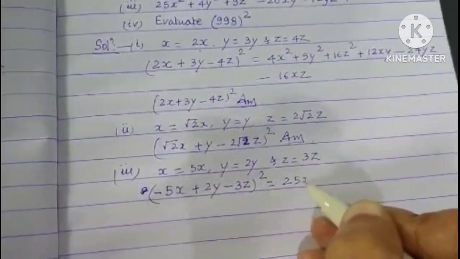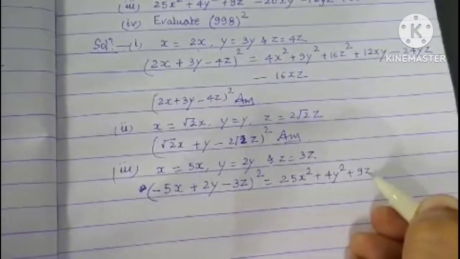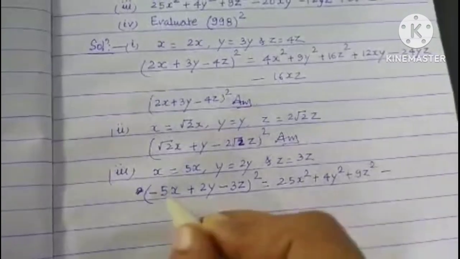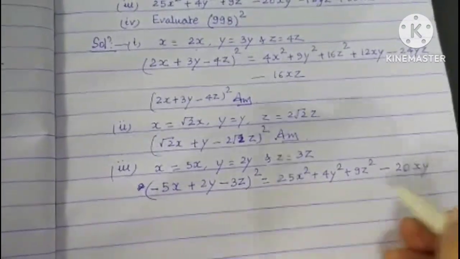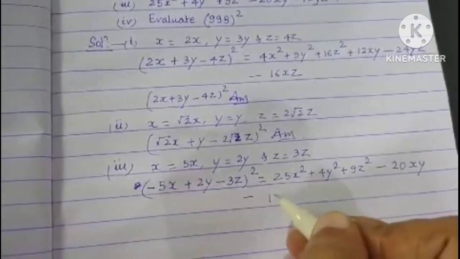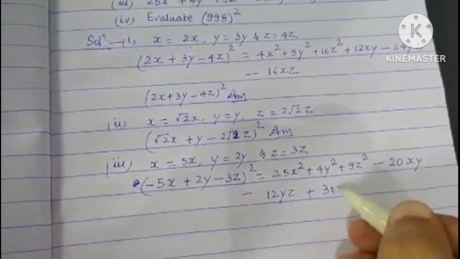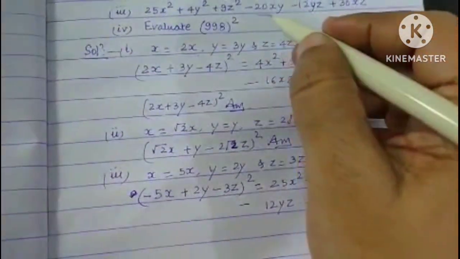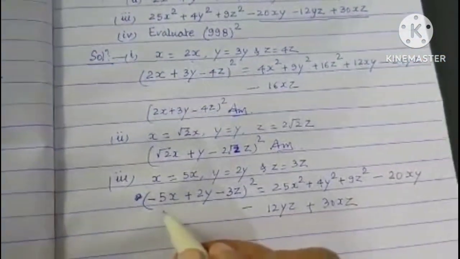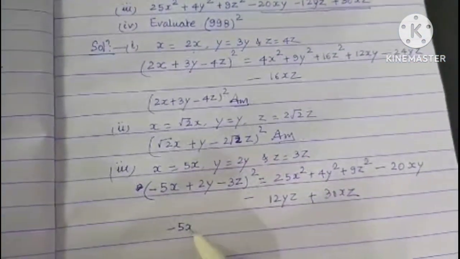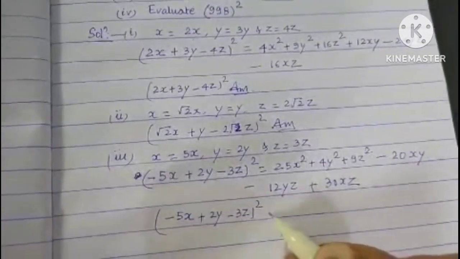So it will come out 25x square plus 4y square plus 9z square minus 20xy, again minus 12yz, and again plus this one 30xz, which is the same in the question. So it will be our answer, minus 5x plus 2y minus 3z whole square. It will be our answer.